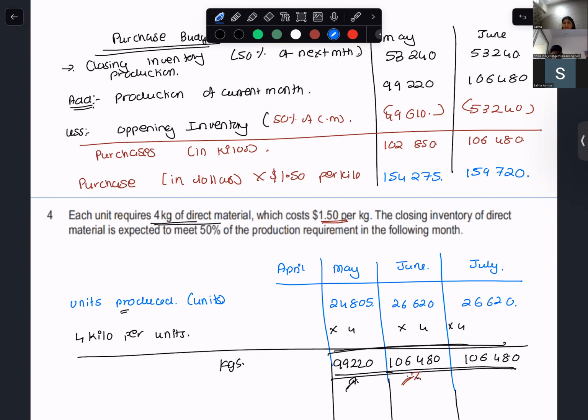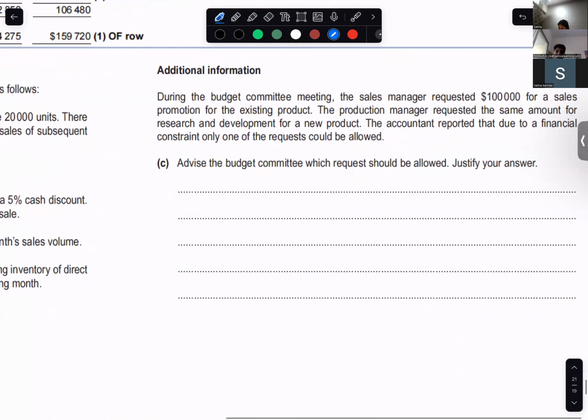There is one more part of it, the advice part, and then you can solve this entire sum once more. Now read the advice. During the budget committee meeting, your sales manager requested 100,000 for a sales promotion for existing product. Production manager requested the same amount for research and development of new product.